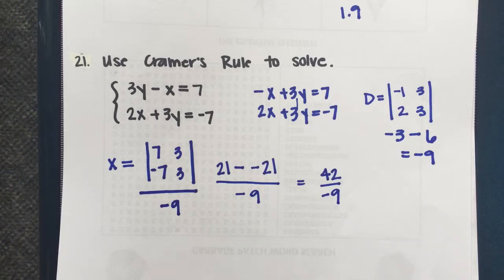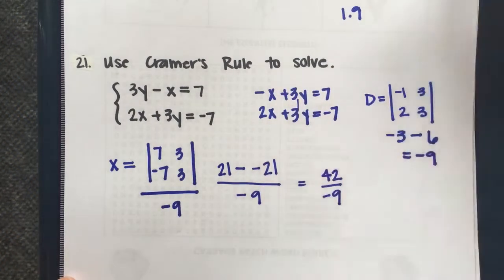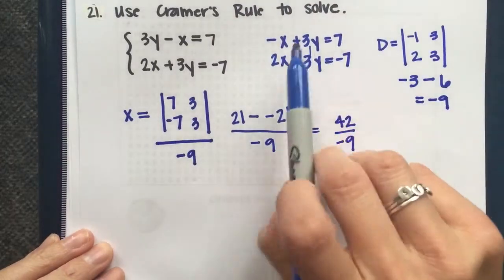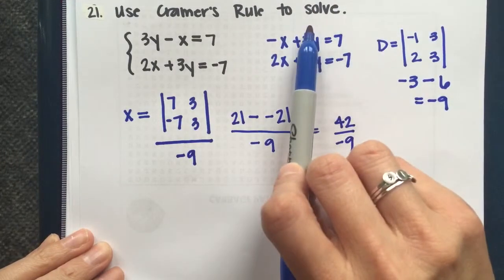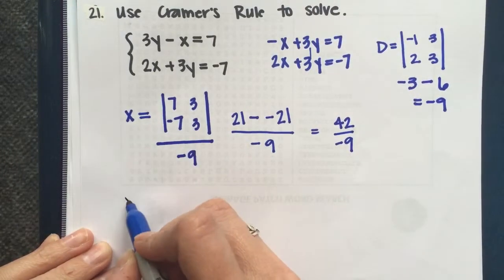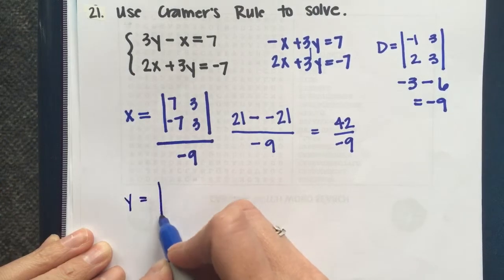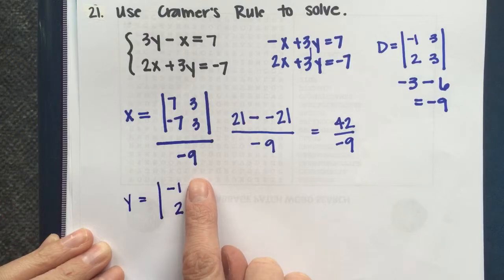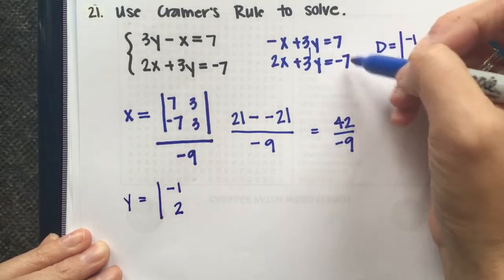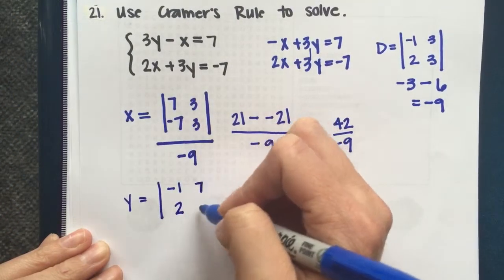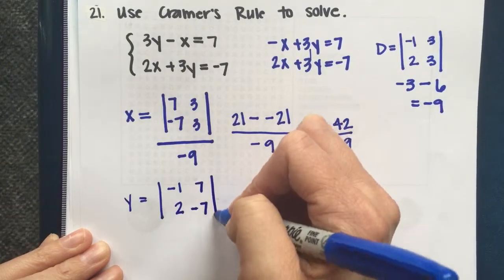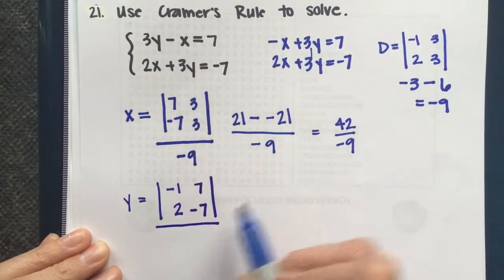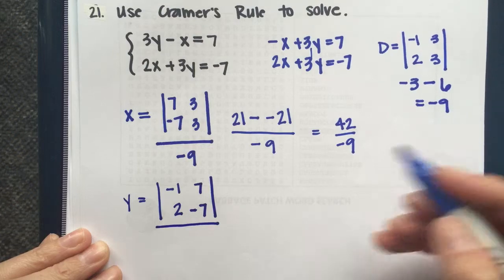So when we solve for y, I'm going to replace the y column with the constants. So I'm going to keep the coefficients from x, negative 1, 2. I'm not going to use the coefficients from y. Instead, I'm going to put the constants in. 7, negative 7. Over D, which was the determinant of the coefficient matrix, negative 9.